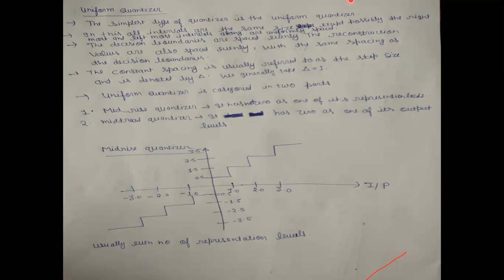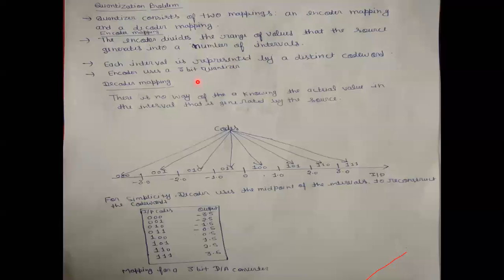In the previous example, how many code words? From 0 to 7, how many code words? These are the code words. How many code words from 0 to 7? These are 8 code words.